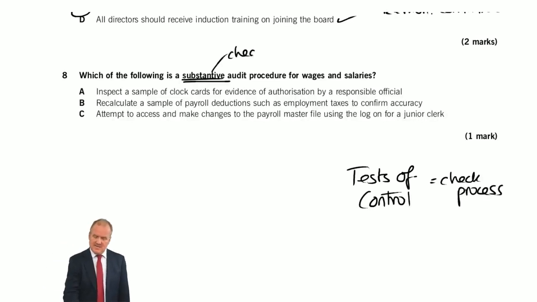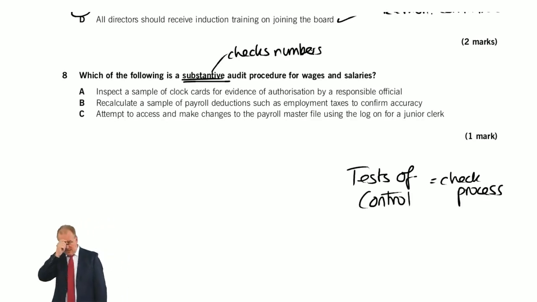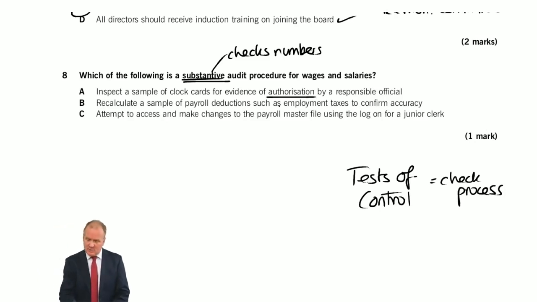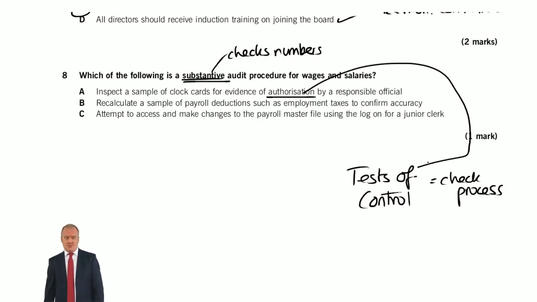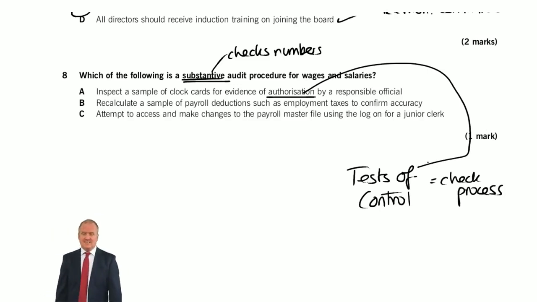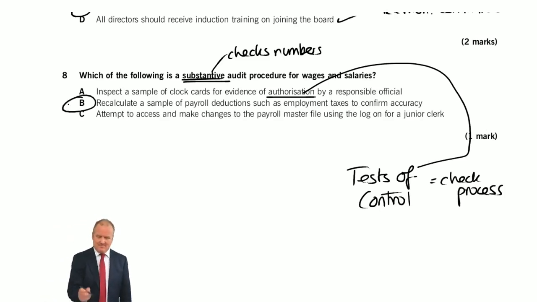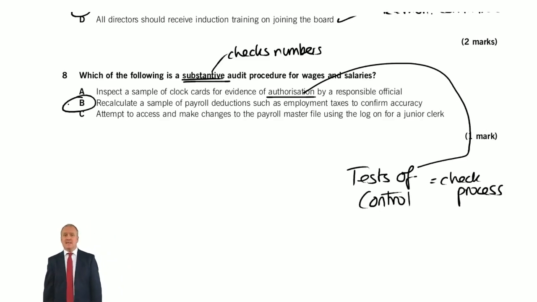Substantive, checks, numbers. Inspect a sample of clock cards for evidence of authorization. Authorization is process. First one's a test of control. Recalculate. This is already looking good for numbers, isn't it? A sample of payroll deductions to confirm accuracy. You are checking the numbers in the accounts are right. That's substantive. But for safety, let's check C.